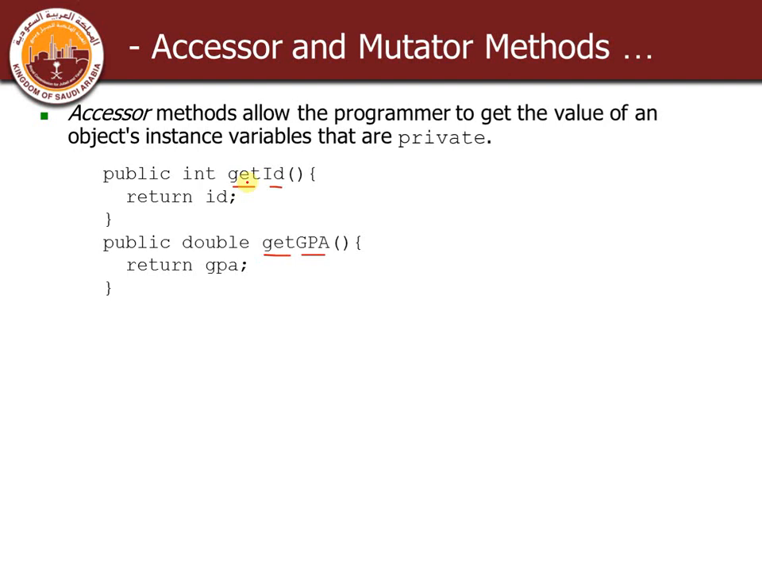And then I'm going to return that value inside of it. Like here, I'm returning the ID. Whatever is inside the ID, I'm going to return it. Whatever is inside the GPA, I'm going to return it. Of course, this is the same data type. Usually, this is the same data type as your instance variable.